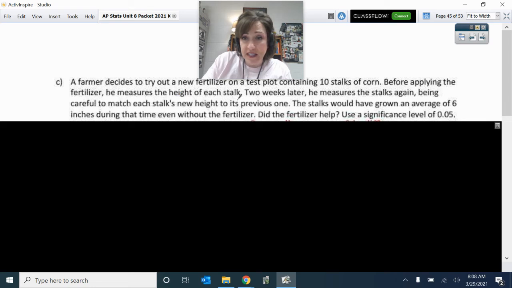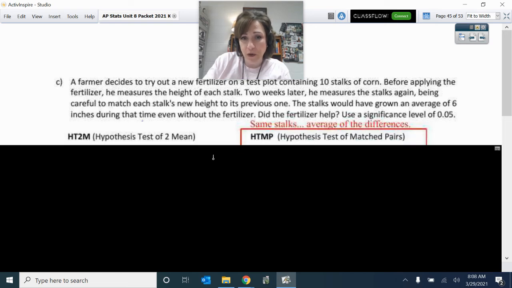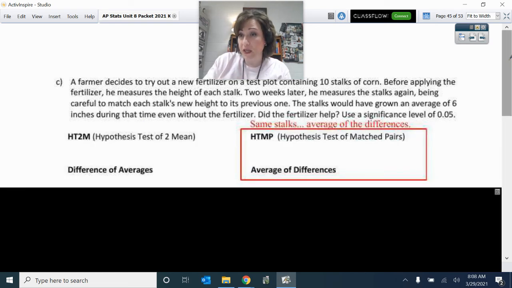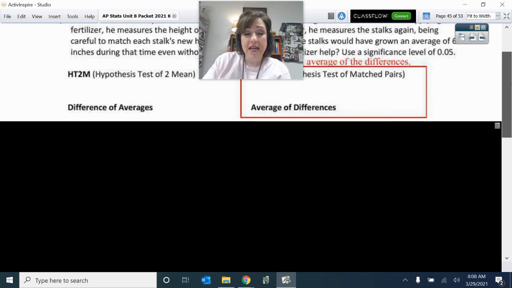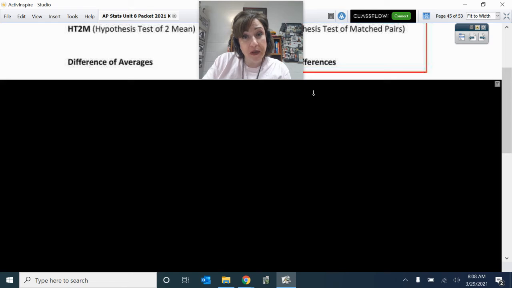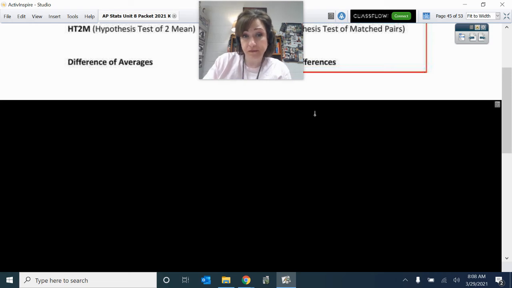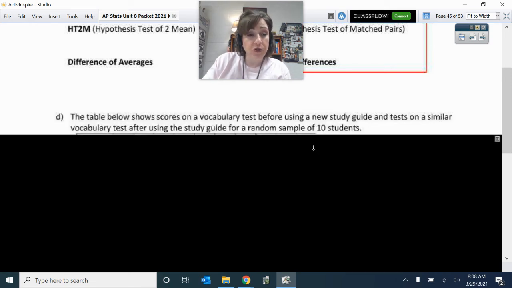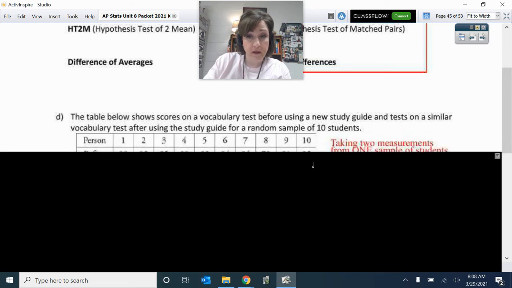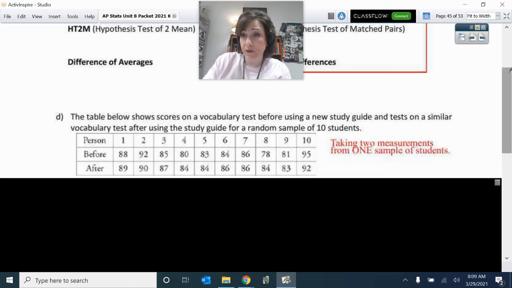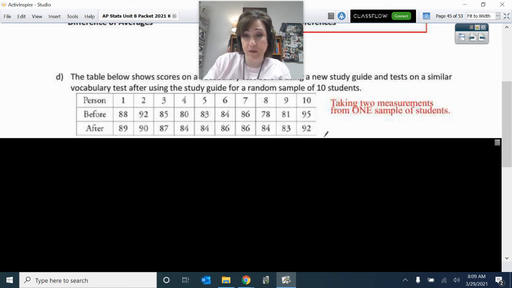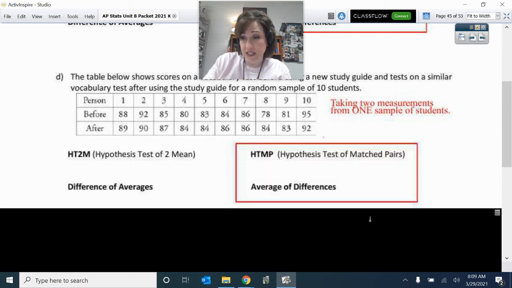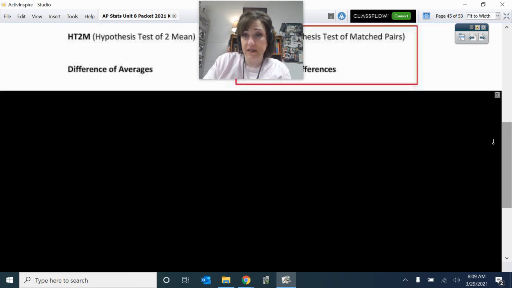Here was a farmer. He has the heights of each stalk, he gives them fertilizer, and then he measures the same stalk. So of course, we are measuring the difference between the same stalks. Maybe we're doing that because where they are located might have an impact on their growth rate, the type of soil or amount of sun, whatever. So we can control all those variables by pairing them. Here we have this one: a random sample of 10 students, and we have a before and after. This is one set of students, so we're interested in those differences and we'll have an average of the differences.